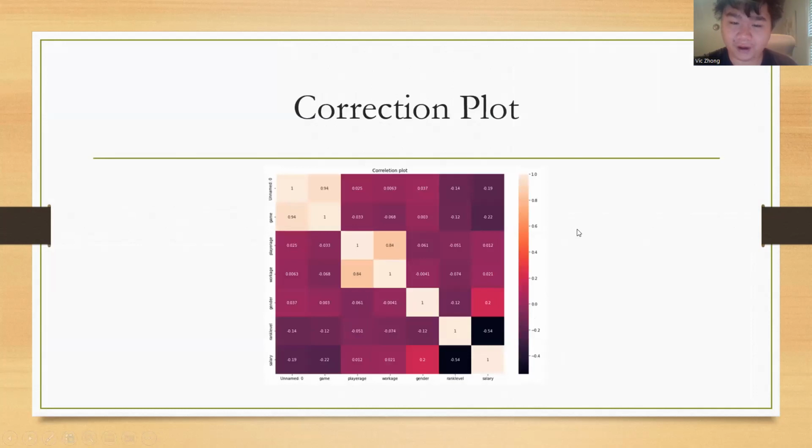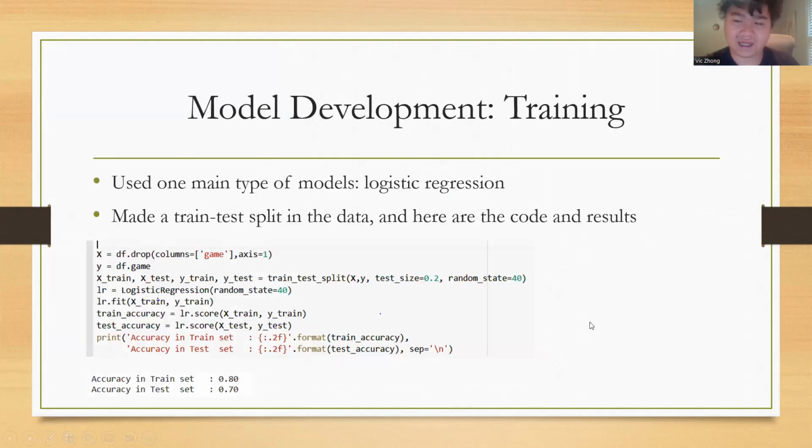Here is the correlation part. As you can see, the rank level and the game are the darkest for the salary. That's why I think these would be the two main factors that decide the salary. Next, I will build the model development.